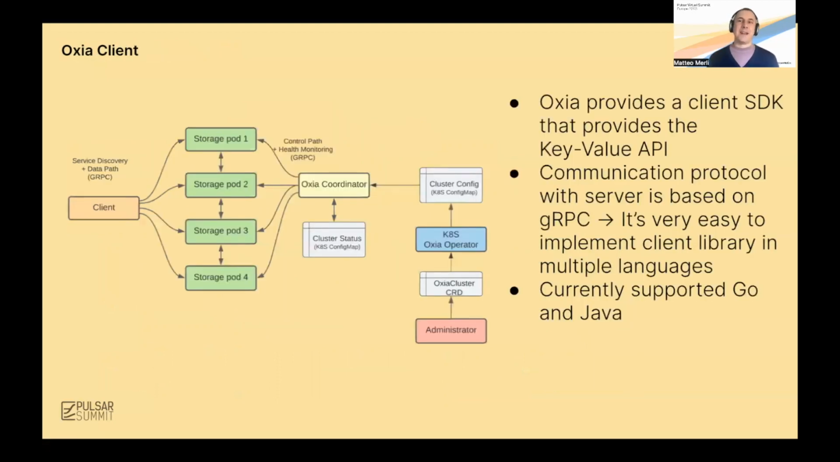If you look at the client, basically Oxia gives you an SDK, which has these familiar key-value APIs: put, get, delete and so on. And the communication is based on gRPC, so it's very easy to add new client libraries. Currently we support Go and Java. The client library will take care of the server discovery and the data path, talking with the storage servers.